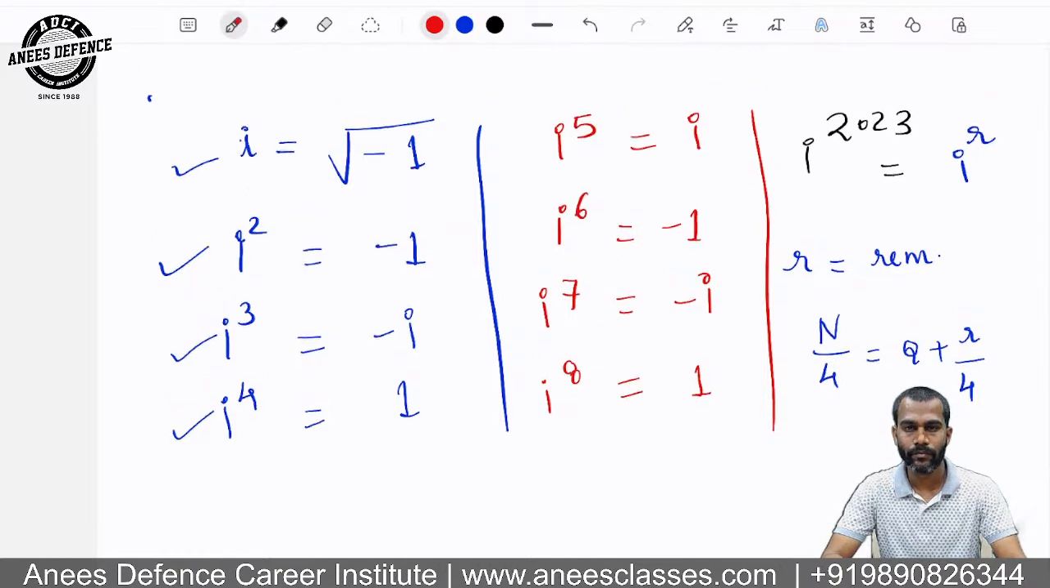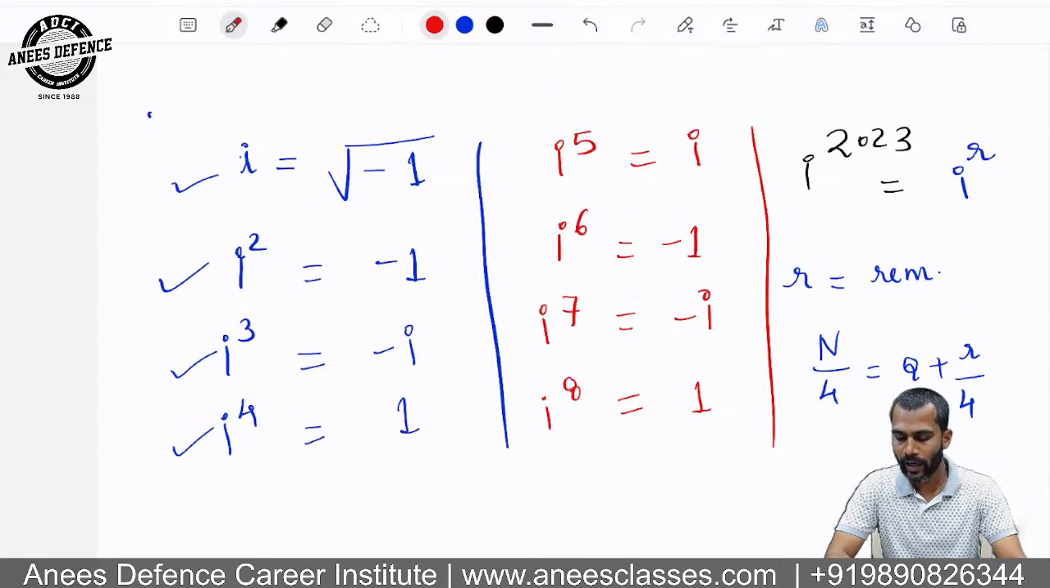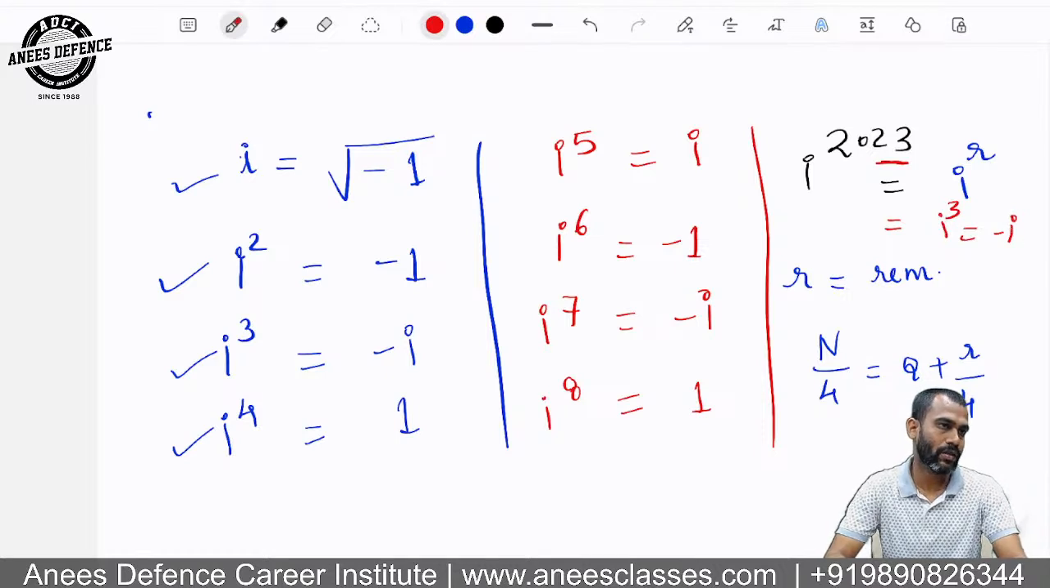Done? Okay. So I can write iota raised to 2023. What is the remainder? You don't have to divide the whole number. Why? What is the divisibility test of 4? If the last 2-digit number is divisible by 4, then the complete number will be divisible by 4. So we have to divide only 23 by 4. Whatever the remainder you'll get, the remainder is 3 here. 23 divided by 4, remainder is 3. So I can write i cube, and we already know what is i cube. Minus i. Yes or no? Yes.